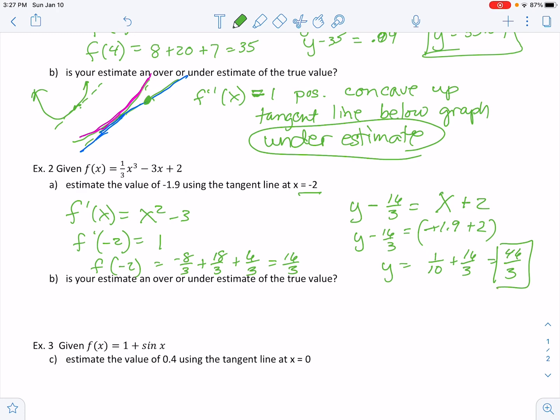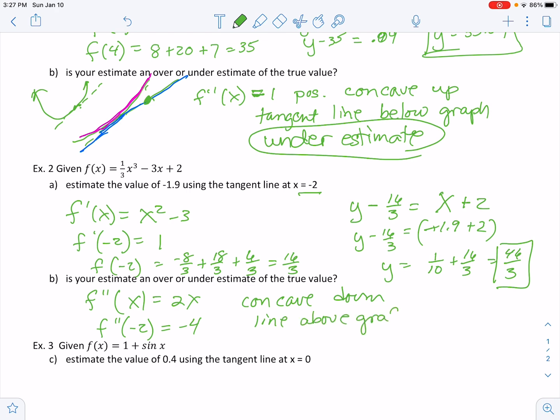Is it an over or underestimate? Well, I don't know. So you take your second derivative, and you get 2x. The second derivative at negative 2 equals negative 4, so it's concave down. Line's above graph. So it's an overestimate.